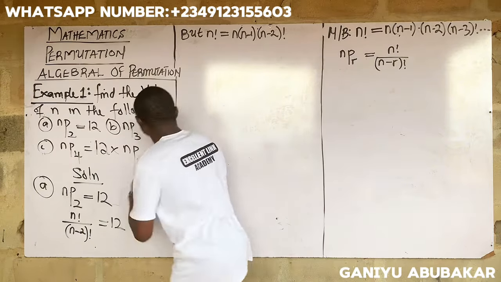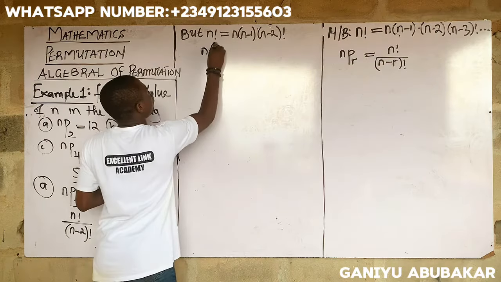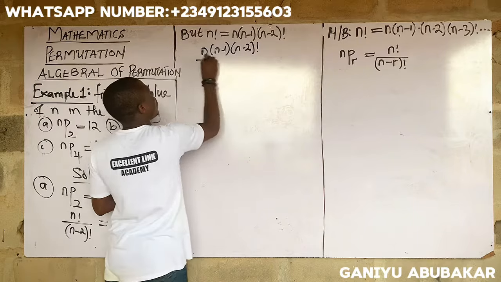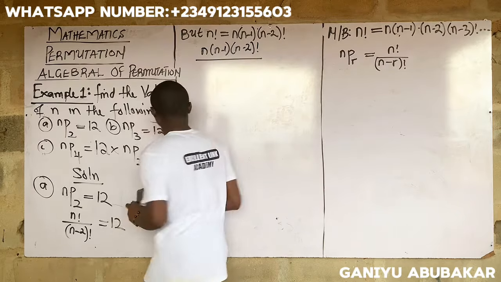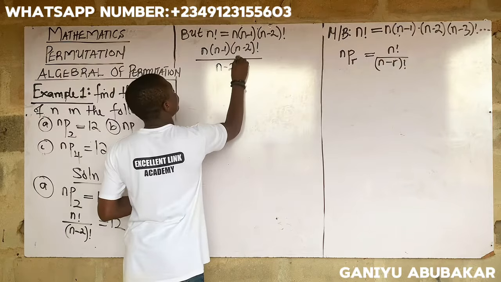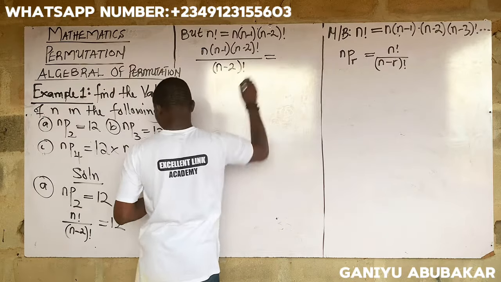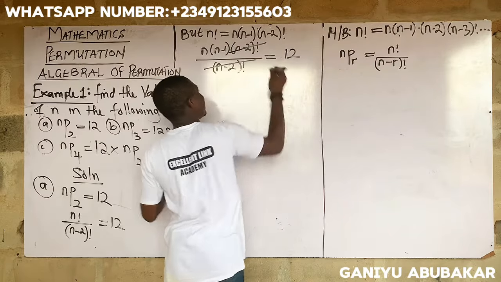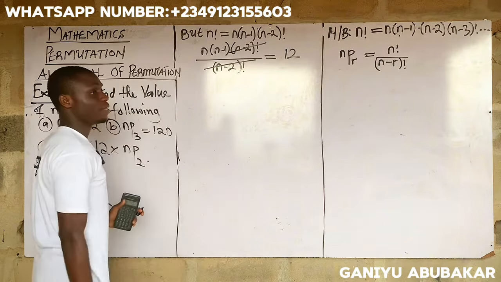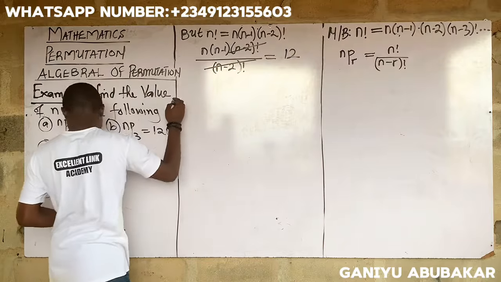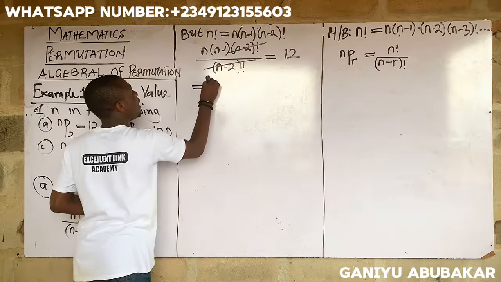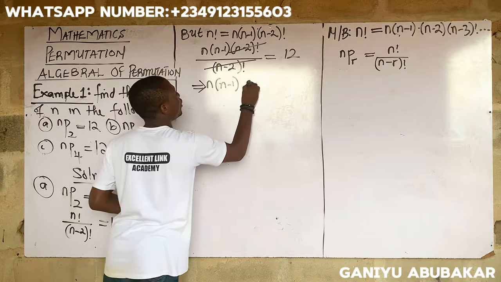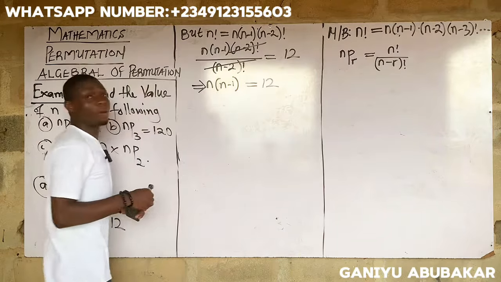So n factorial will be equal to n into n minus 1 into (n minus 2) factorial, all over (n minus 2) factorial, which is equal to 12. I have 12 here. This cancels this. That's our aim and target, right? So I have my answer as n into n minus 1 being equal to 12. So this is what I'm left with.